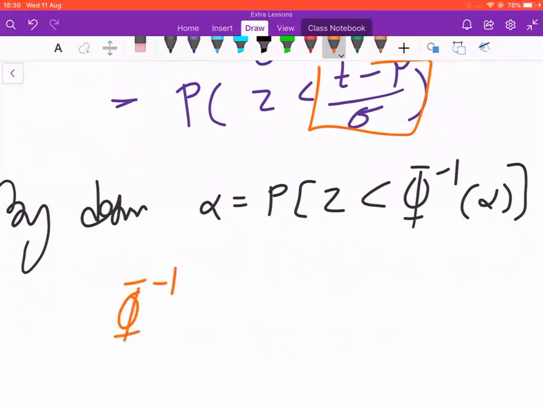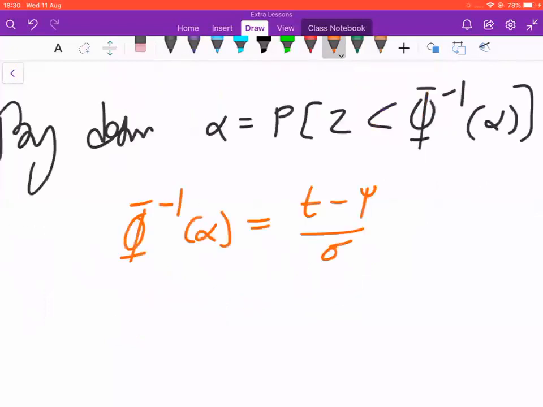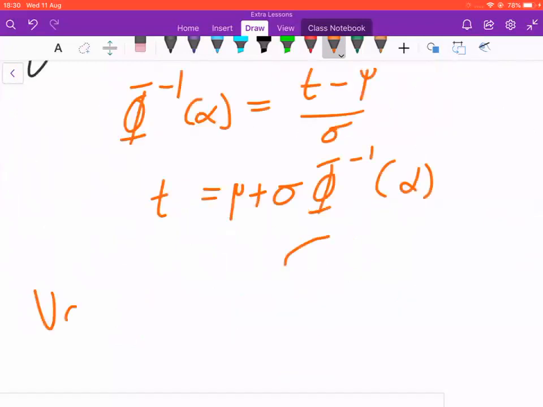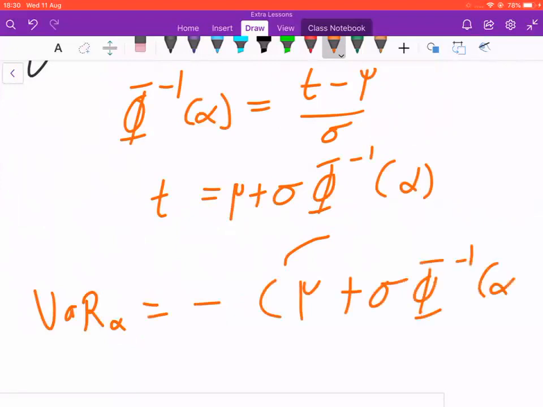You will have the inverse of the standard normal equals t minus mu over sigma. Then you just solve for t, and you will have your t as sigma times the inverse, with the mu on this side. So this is how you find your t. And then when you take it back to VaR, you know that your VaR is going to be the negative of mu plus sigma times this. So this is the question they asked you.